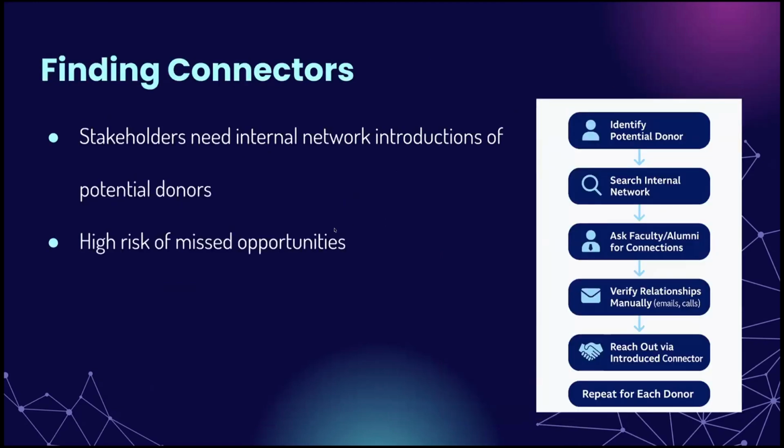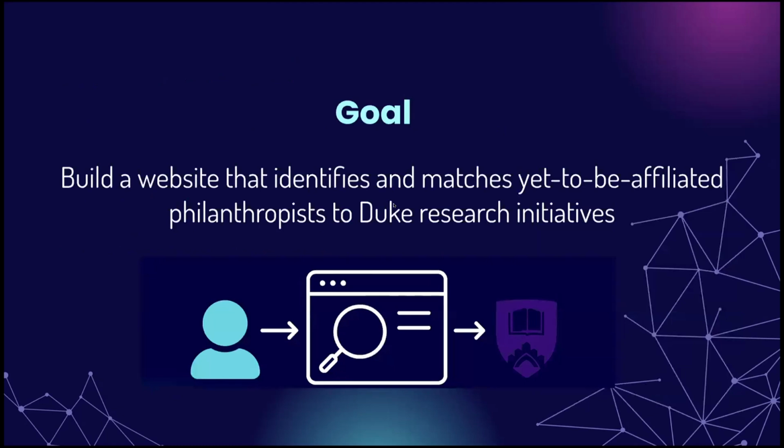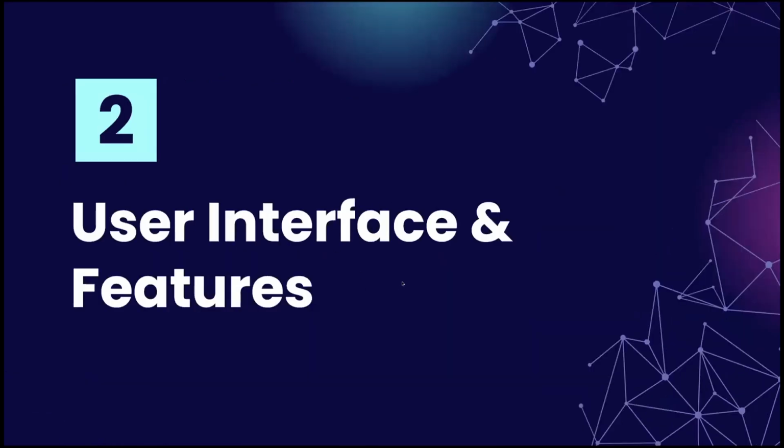And then after identifying a potential donor, as I mentioned before, it is also important to locate a connector. If that philanthropist has ties to a faculty member, board member, or alumnus, reaching out becomes much easier. However, if a connector is not found, this approach has a high risk of missed opportunities. So our goal here is to build a website that identifies and matches yet to be affiliated philanthropists to Duke research initiatives. And now I'll pass it on to Tristan, who will talk about the user interface and features.